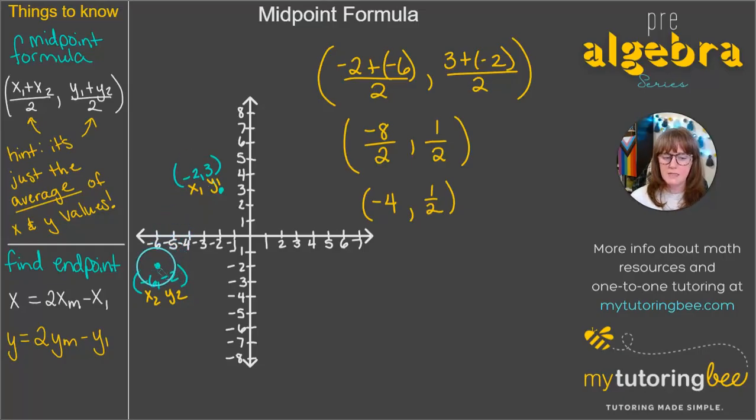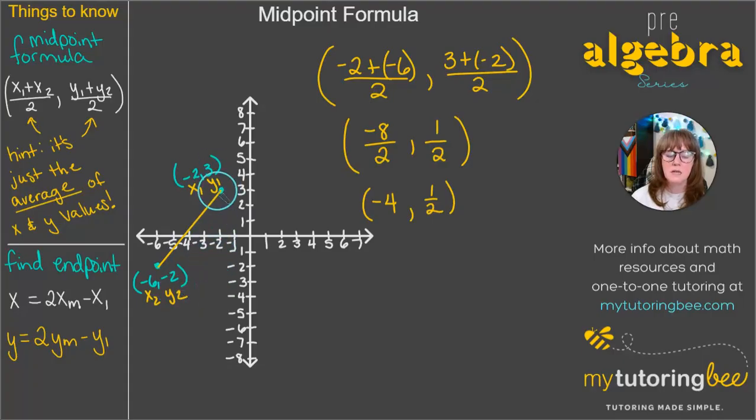Let's take a look and see where that is on the grid so that we can connect these dots more visually. So again, for our x's, we're just deciding what is the halfway point between negative 6 and negative 2. So between negative 6 and negative 2, we see negative 4. So it should be in line with that negative 4 right there, and that is the x portion of our midpoint.